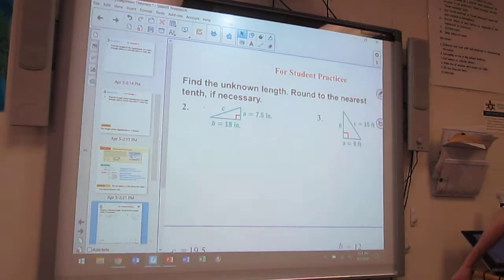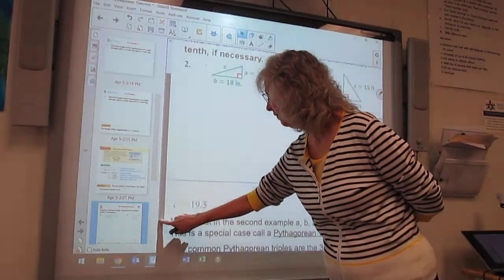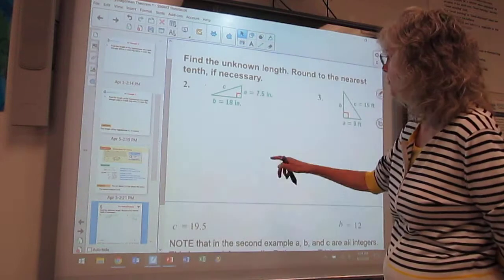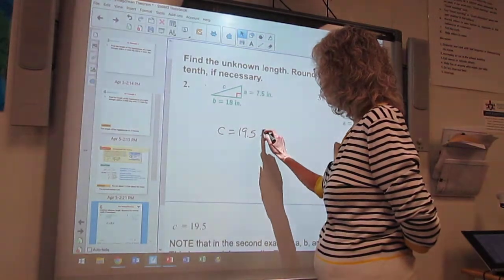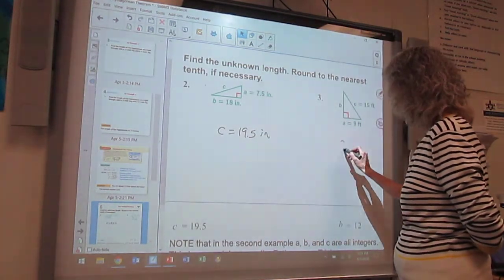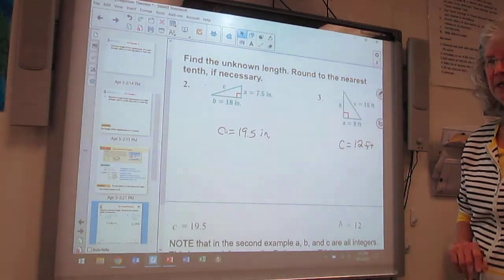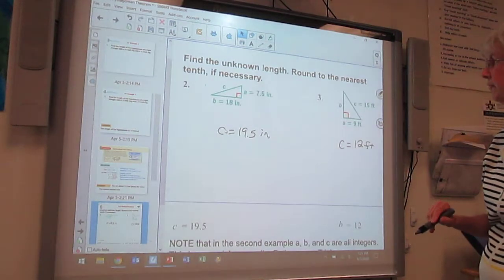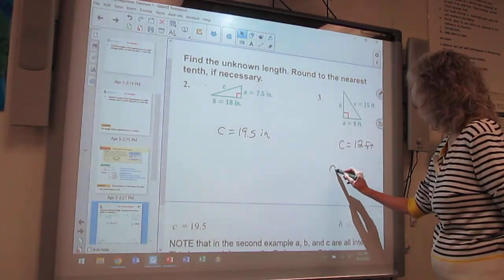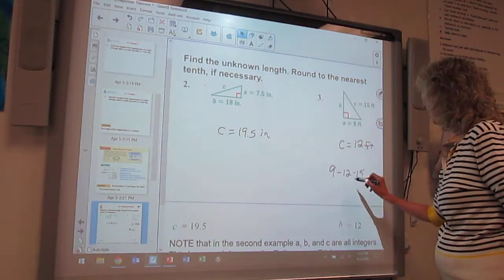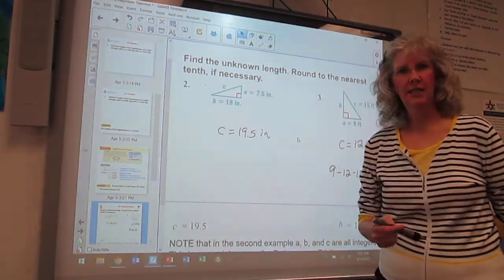Now, here's 2 triangles for you to try. I'm going to come down here, okay? Once you use the Pythagorean theorem, C here equals 19.5 inches, and C here is equal to 12 feet. I'm not going to take the time to go through them. I want you to practice them on your own. What you see is that A, B, and C here are 9, 12, and 15 feet. These are 18, 7.5, 19.5.